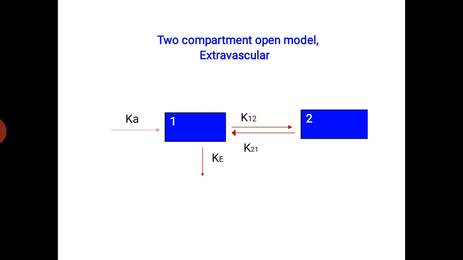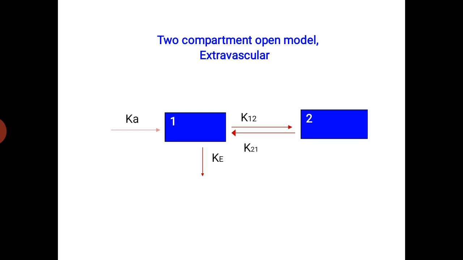What is the order of the processes here? What is the order of Ka, K12, K21 and Ke? For all these kinetic parameters, all these rate constants, the process happens at which order?